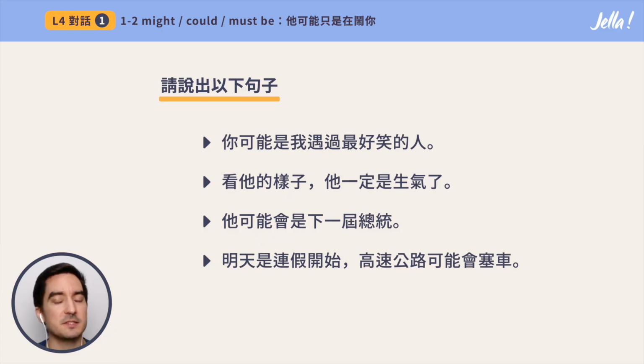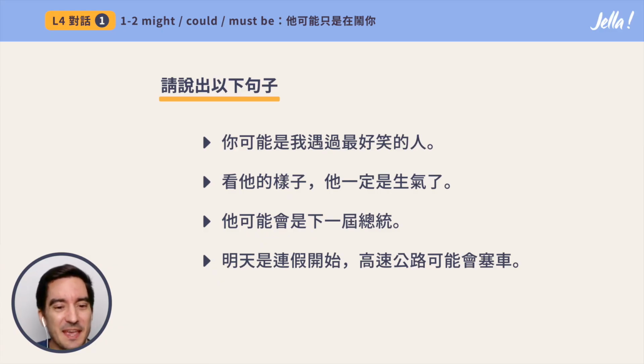I also saw a student write, I think he might be angry. This sentence is not wrong. The grammar is correct, but the meaning is different. That means if you say he might be angry, that means you're not really sure. You have a feeling, but you're not sure. But if you see his face like this, you're pretty sure you know how he feels. You'd say, oh, he must be angry. Okay?